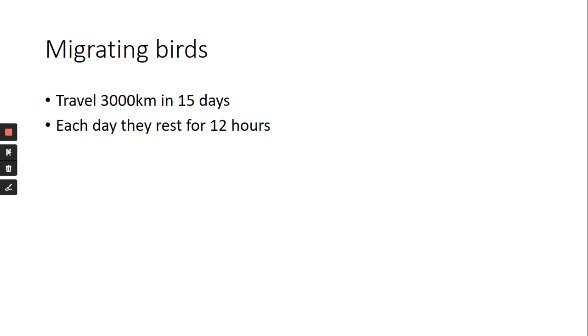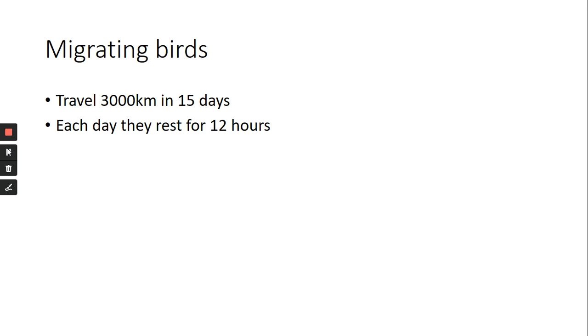Good morning, Year 7. I've been having quite a few questions recently about lesson 4 and mainly the distance time graphs. So the plan is I'm going to talk you through how to do some of those questions, go through an example, and show you what the graph looks like and what the graph means. The example I'm going to talk you through is the migrating birds.